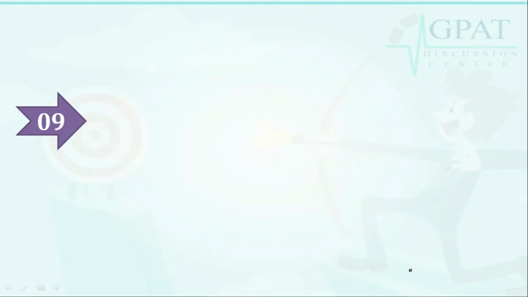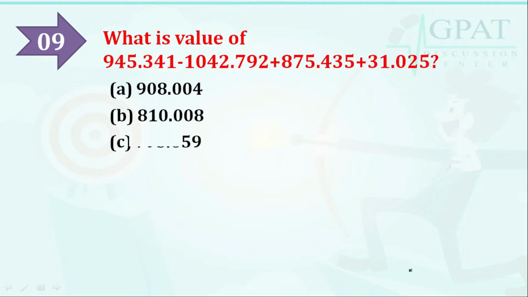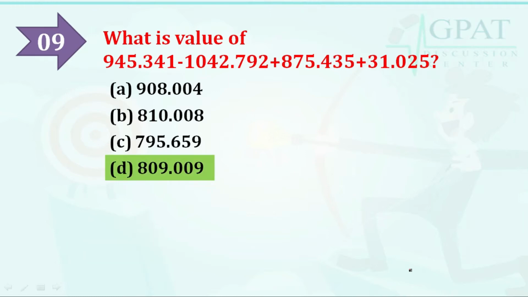So let's discuss the next question. What is the value of 9445.341 minus 1042.792 plus these? So what is the value after this? And the options are 908.004, 810.008, option C 795.657, 809.009. Students, just try to attempt the question within a very short time, because very short time is provided for the questions. So the correct answer is 809.009.